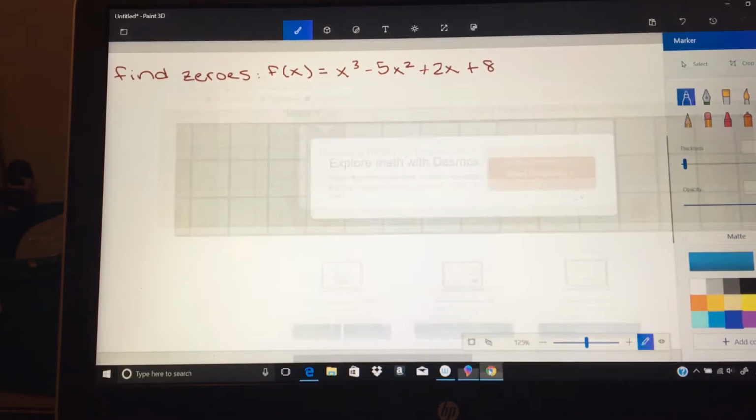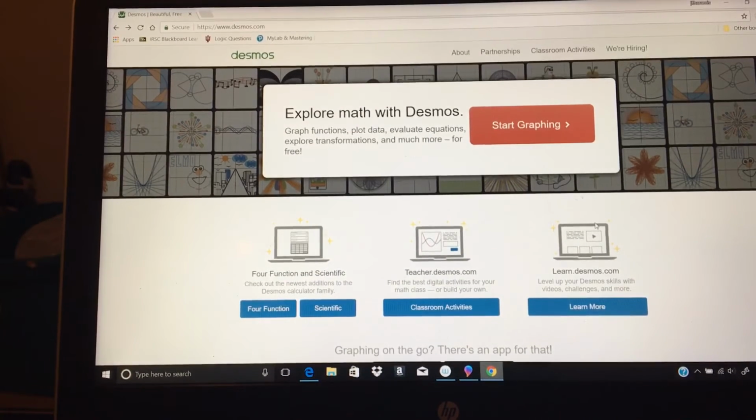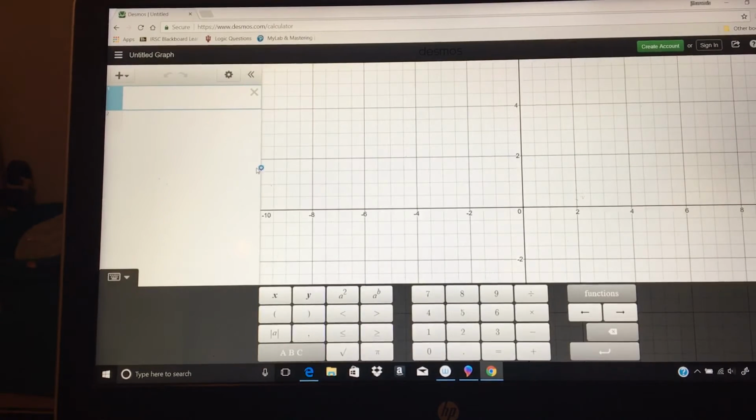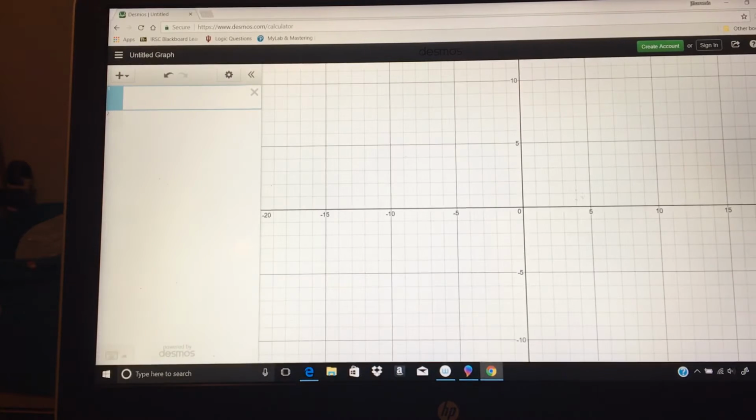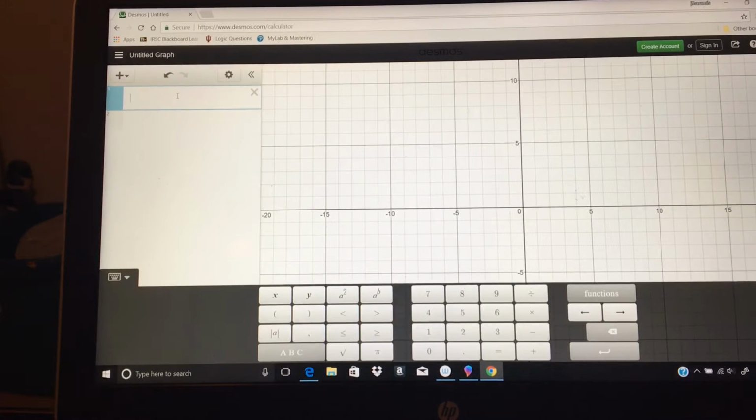So I'm going to come here. Now this website is desmos.com, DESMOS.com. And we can put the function in here. I'm going to zoom out a little bit, and I'm going to graph it.